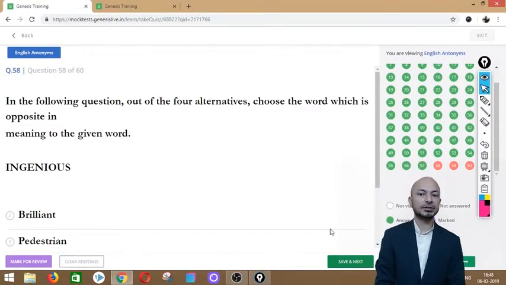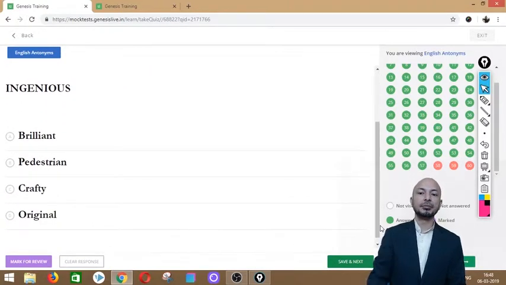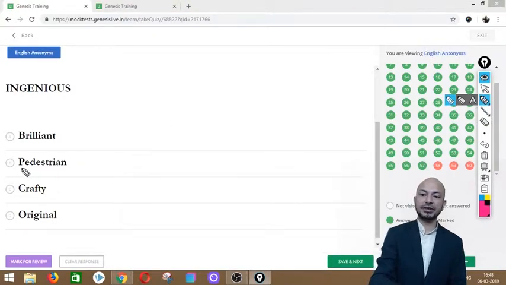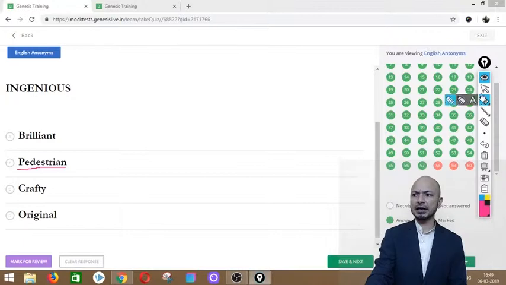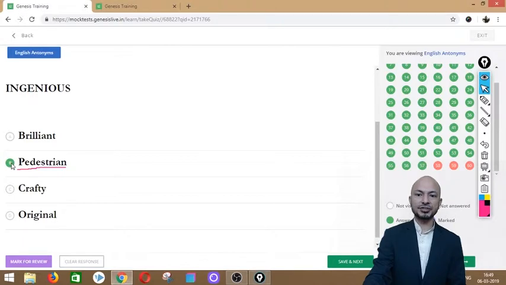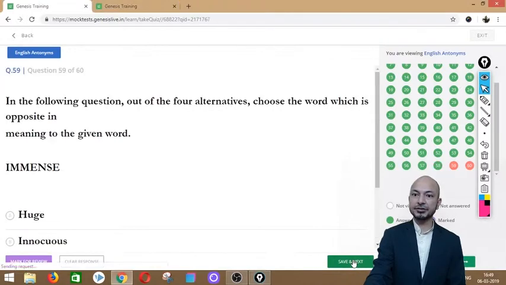Coming to question number 58, the word is ingenious, and the options are brilliant, pedestrian, crafty, and original. And our antonym is option B, which says pedestrian. Now, being ingenious is when you are very original, very creative, and being pedestrian is lacking creativity, lacking inspiration. So they are almost opposites here. Perfect antonym for this. We click option B and say next.